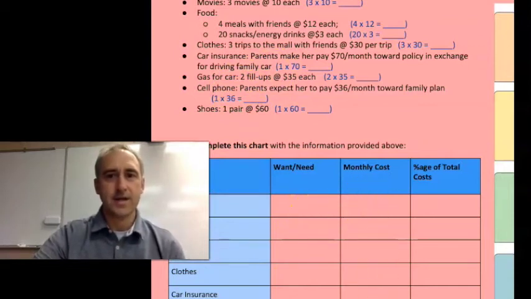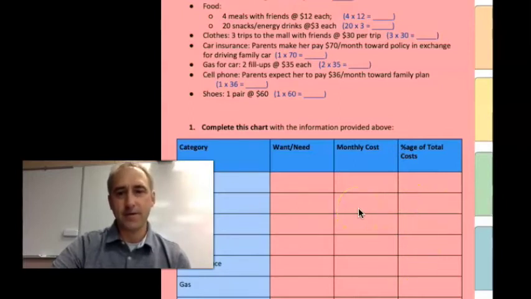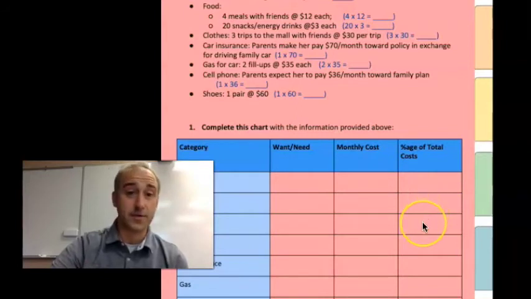wants or needs and the monthly cost. And then you're going to need to calculate the percentage of the total cost. So you're going to need to find out how much she spends all together. You're going to get that by adding up all of these columns. You're going to get a total number. You're going to remember to calculate percentage by the number of this column, division sign in your calculator, the total in blue here. The number in this column for movies divided by the total after adding up all your expenses, and that percentage here. Remember, they're going to be in decimals like 0.5 or 0.25 or 0.33.